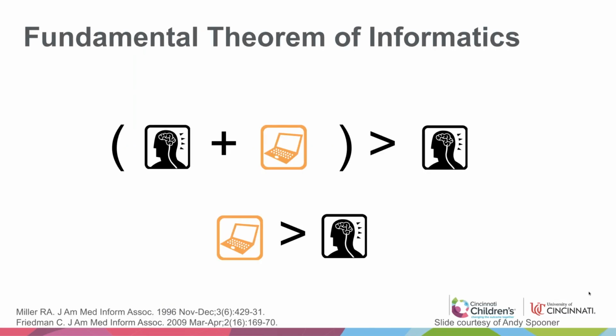So I want to go ahead and present to you what's the fundamental theorem of informatics. The goal of informatics is that the human and the computer is going to perform better than the human alone. The fundamental theorem of informatics is not that the computer is going to perform better than the human, but that we can aid someone and we can help them make a better decision. So what we want to do is help the users make a more informed decision and basically ultimately improve patient outcomes.